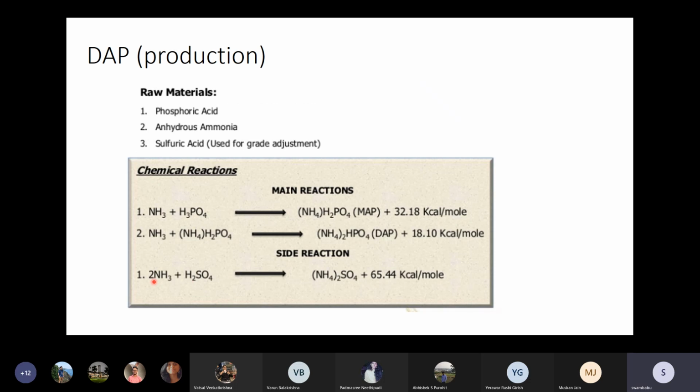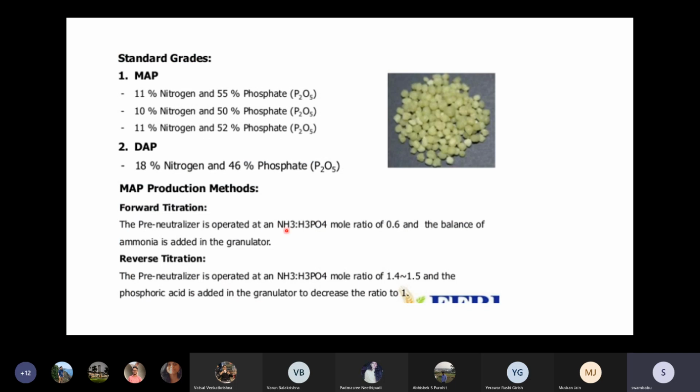Some ammonia reacts with sulfuric acid and produces (NH4)2SO4. That way, the phosphorus content can be reduced and the nitrogen content can be increased. That's why they also use sulfuric acid in the DAP production process for the grade adjustment. This totally depends upon the requirement of the fields.